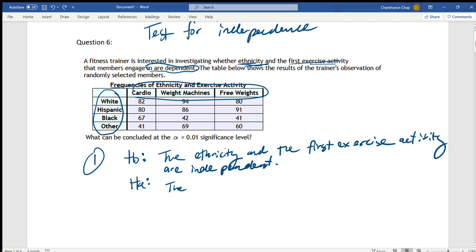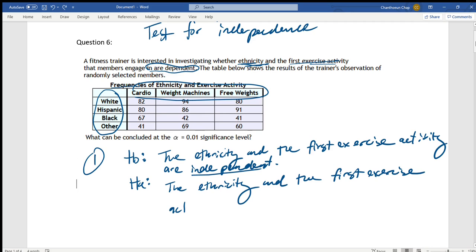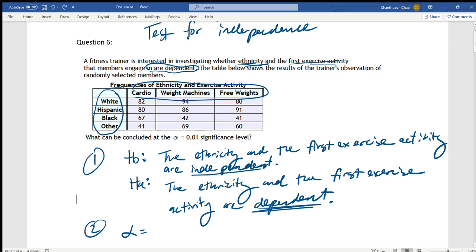For the alternative hypothesis, we're going to copy the null hypothesis, except replace independent with dependent. So we're going to say the ethnicity and the first exercise activity are dependent. Make sure you use the phrase dependent for the alternative hypothesis. For step 2, we'll state alpha. Alpha is equivalent to 0.01, and that's given here.